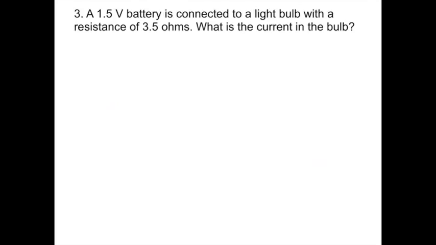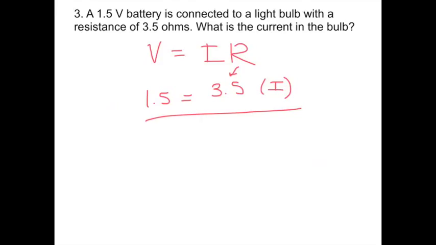So this time we're using Ohm's Law, where the volts are equal to current times resistance, or V equals IR. So we know that it's 1.5 volts, so we plug that in on the left. The resistance is 3.5 ohms, so that's this R, and then we'll be multiplying by I, which is what we're solving for because that's the current. So to do so, we will divide both sides by 3.5 to get that I equals 0.43 amperes.